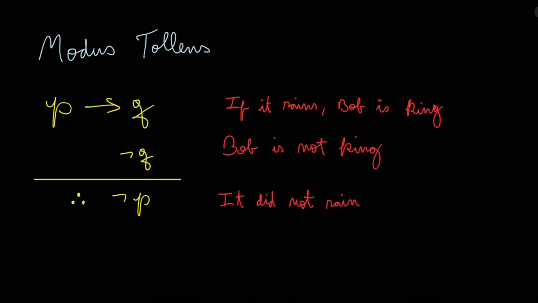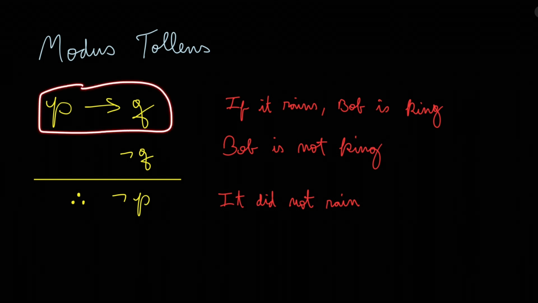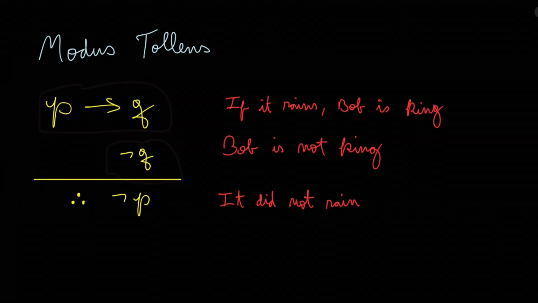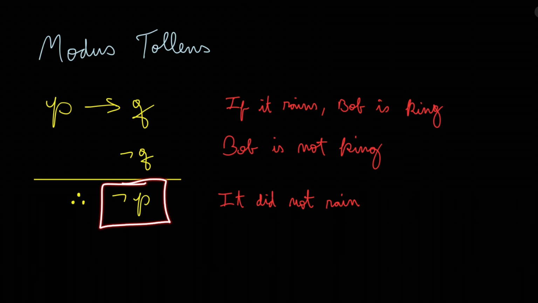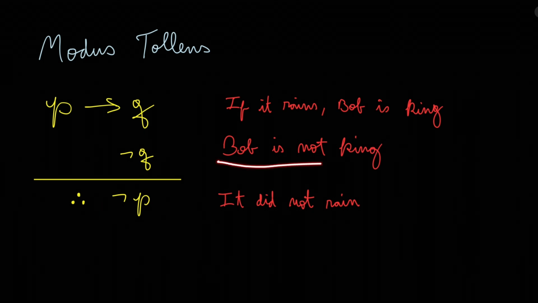Now, modus tollens. What does this rule say? It says that if P implies Q is true and not Q is true, then we can conclude that not P is true. For example, if it rains, Bob is king. Bob is not king, so we can conclude that it did not rain.